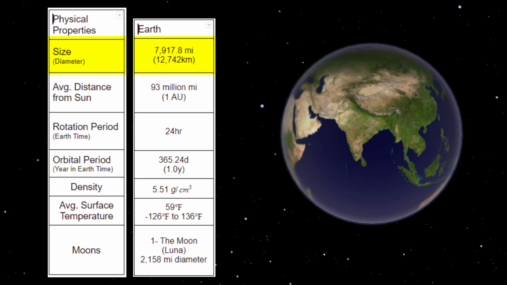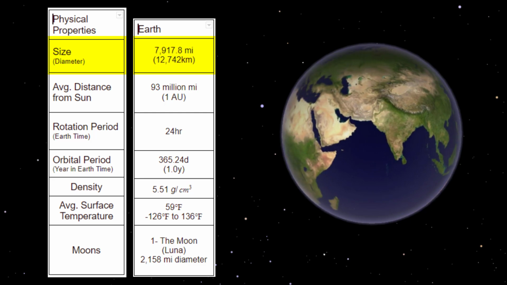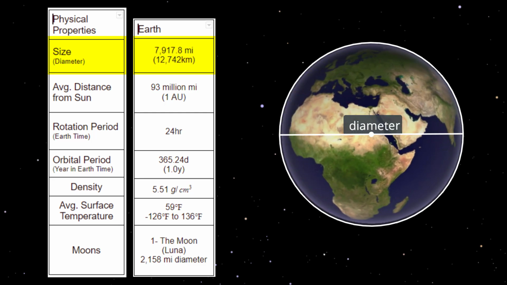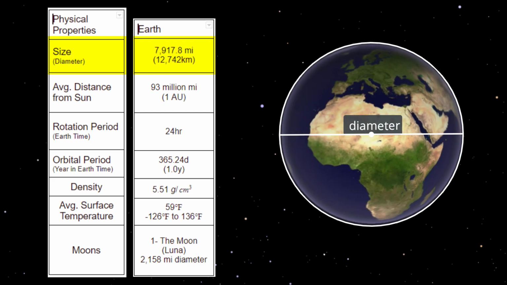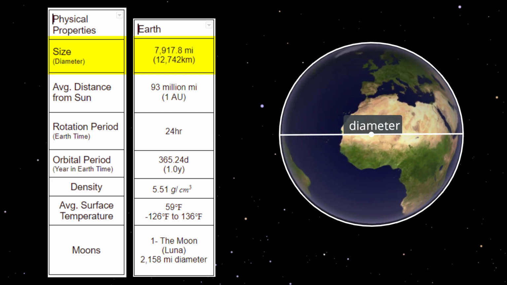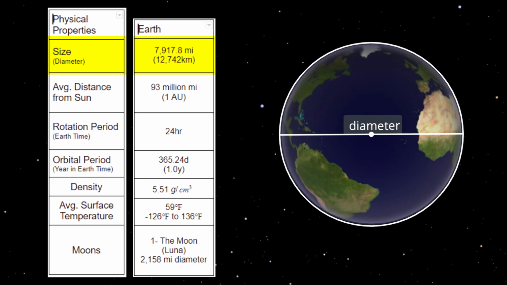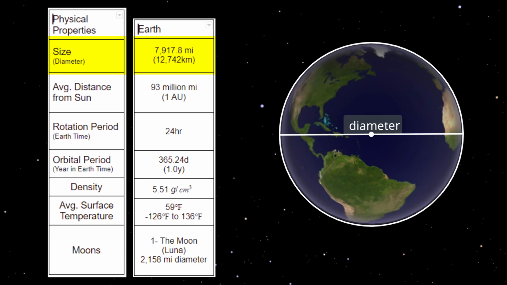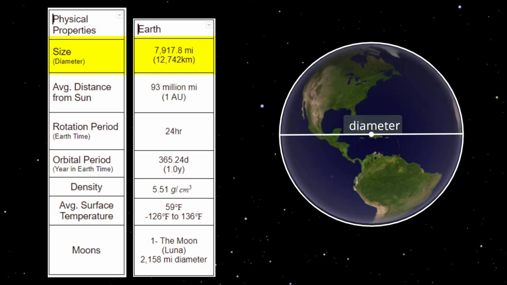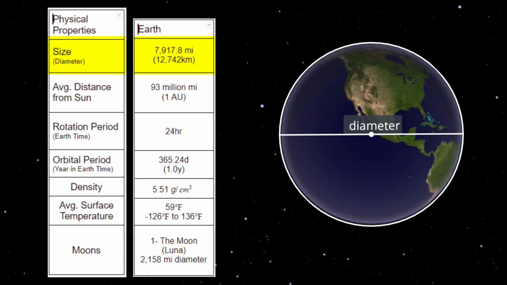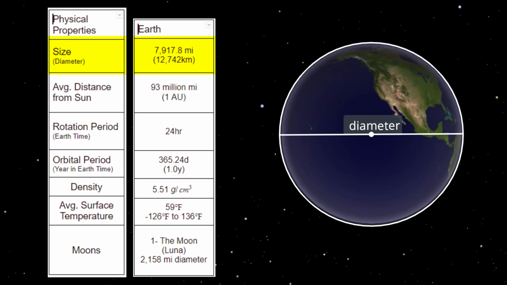If you remember from our previous video, or math class, the diameter is the length of a line that goes from side to side and passes through the center of a circle or sphere. The Earth has a diameter of approximately 7,918 miles. If you were able to drill a hole straight through the Earth and out the other side, that hole would measure about 7,918 miles long.